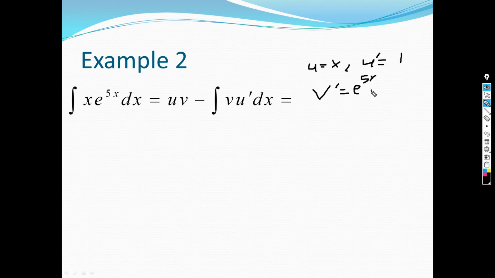So that would tell me then that v should equal e to the 5x over 5. This is one of your basic integration problems here. Divide this by the derivative of 5x, which is 5. And there you have it. Okay. So these are the substitutions over here in this formula right here, where I have a u, I'm going to put x. Where I have a v, I'm going to put e to the 5x over 5. And where I have a u prime, okay, I'm going to put a 1.